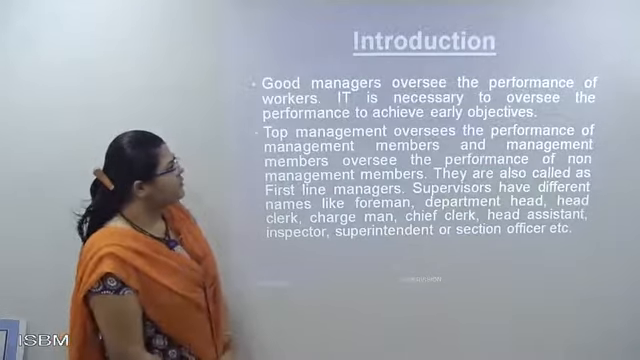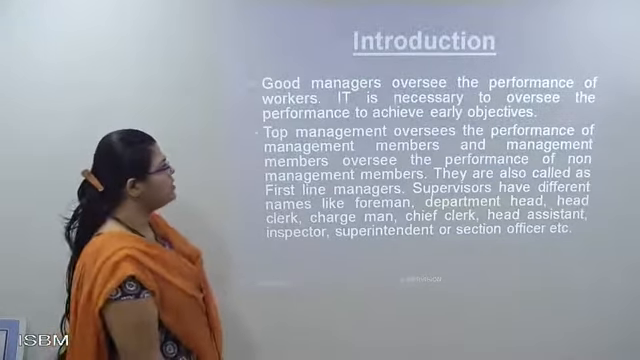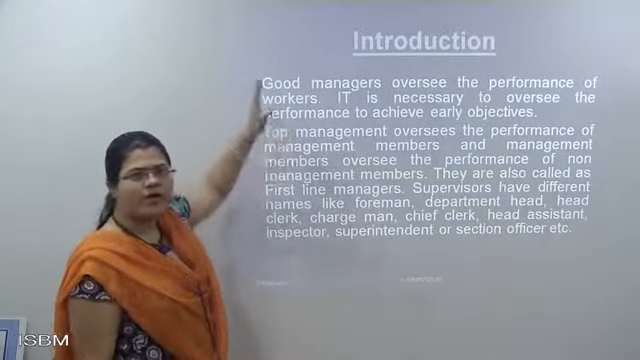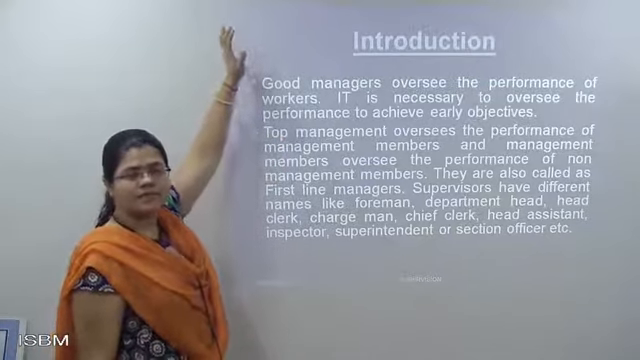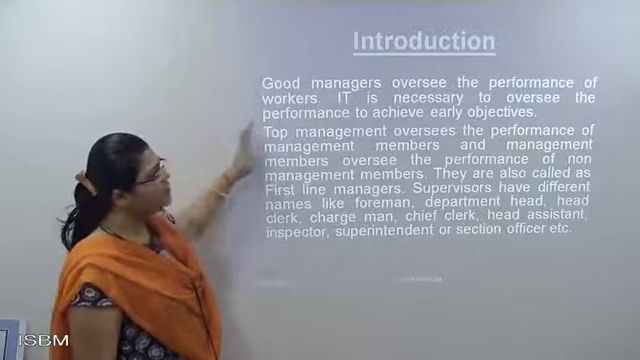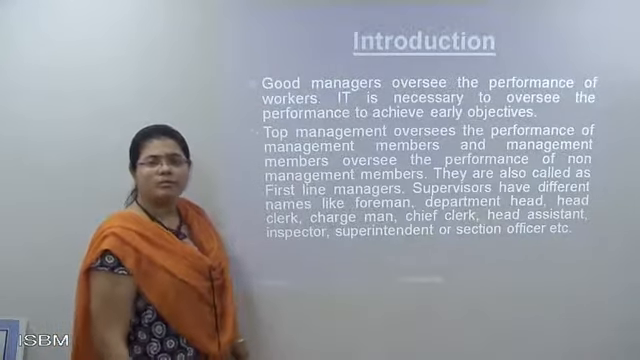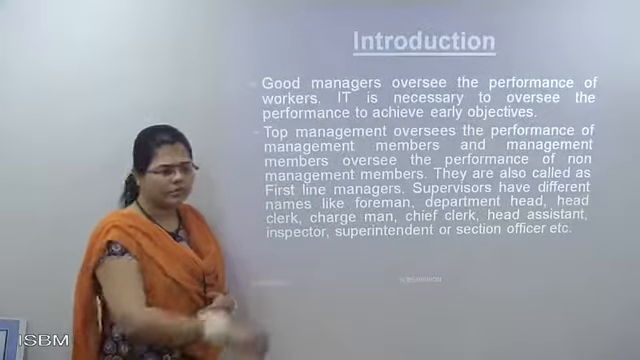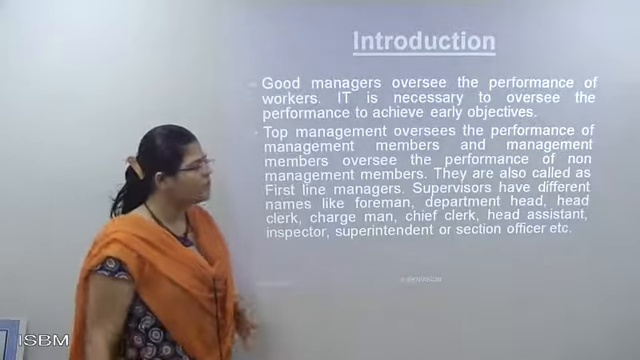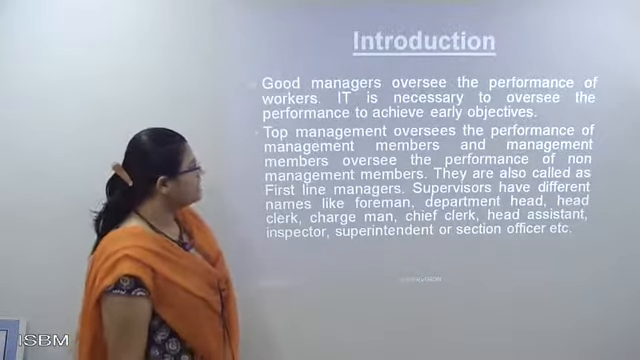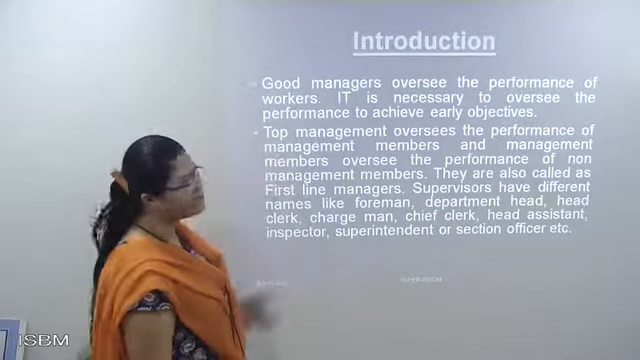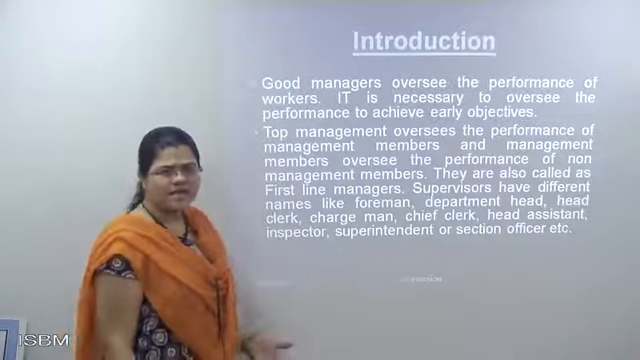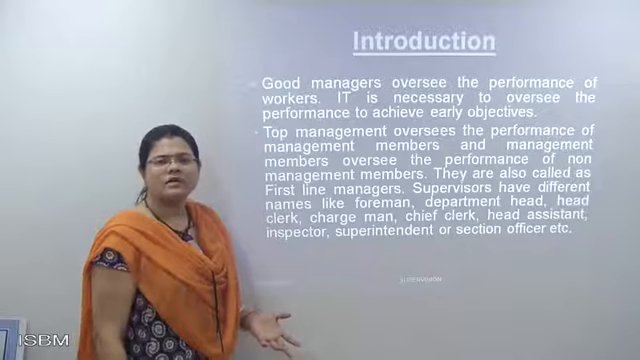Top management oversees the performance of management members, and the management members oversee the performance of their subordinates. Top management includes the head of the department, the CEO and the director, who look after the performance of management members, and the management members also take care of the performance of the people subordinate to them. They are also called first line managers, who supervise everything and finally come to certain decisions.